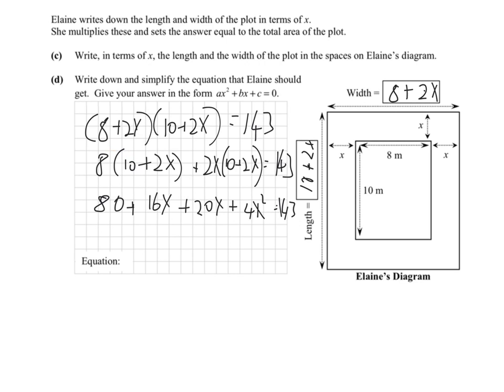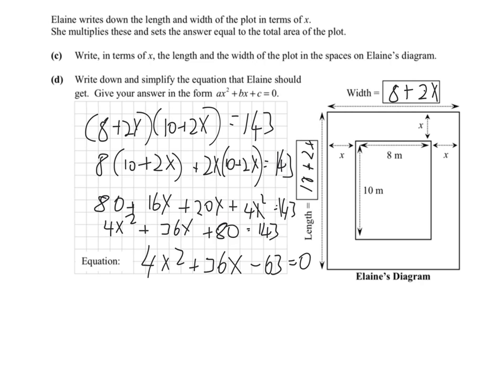So 8 times 10 gives us 80, 8 times 2x, 16x, 2x by 10, 20x, 2x by 2x, 4x squared. And you can see that's exactly like what we had the last time, just reordered. So we can just put this at the start and then add these two and leave the 80 at the end. So we get 4x squared plus 36x plus 80 equals 143. Again, we can bring this over here and take it from 80, and we end up with the same equation that we had before. And this is what you would expect, as both methods are attempting to get the area of the same thing, so you would have the same equation to represent that.